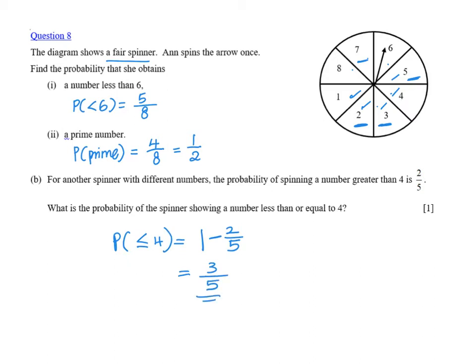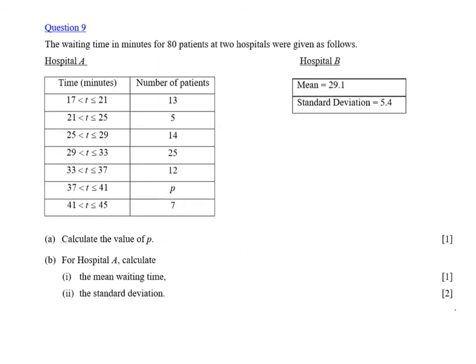Have you gotten your answer? Next question. Now this is a question combining what we have learned recently on interquartile range, cumulative frequency table, probability, and standard deviation as well.